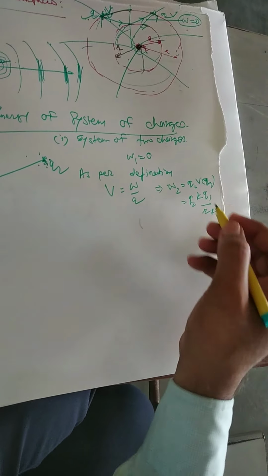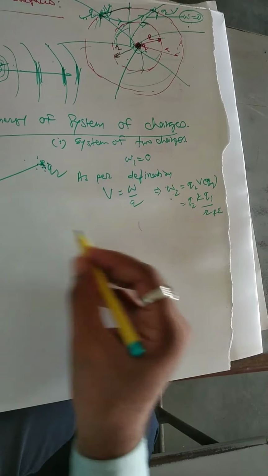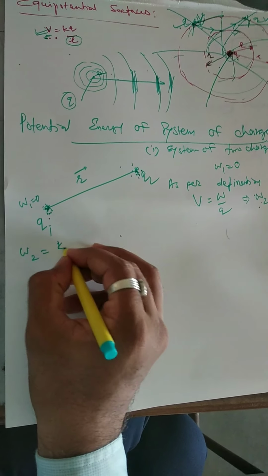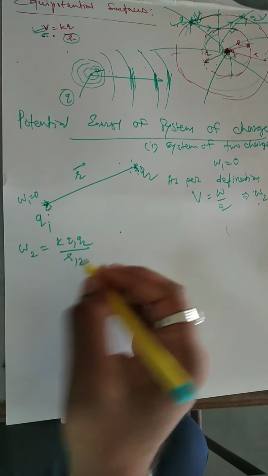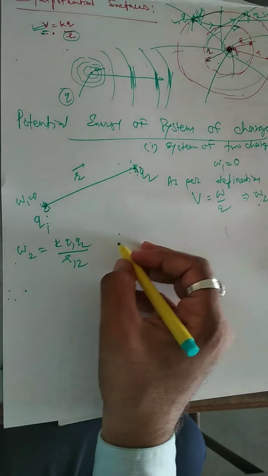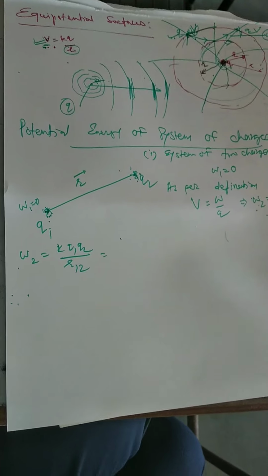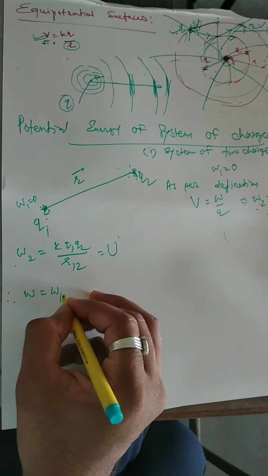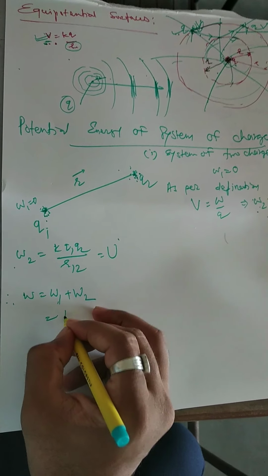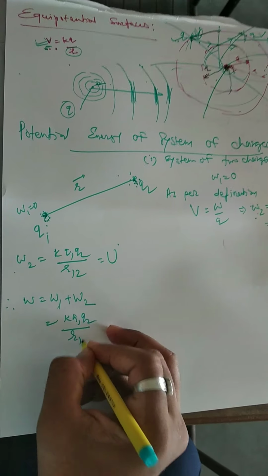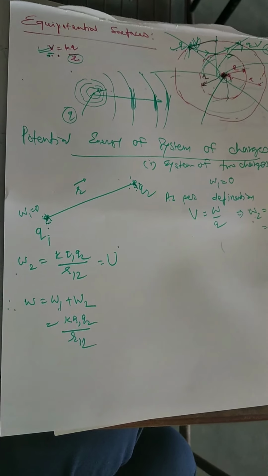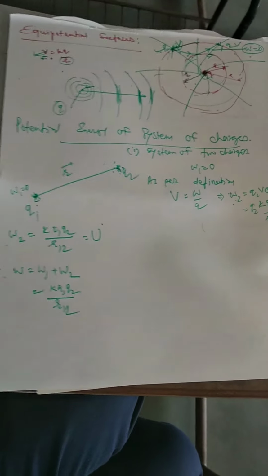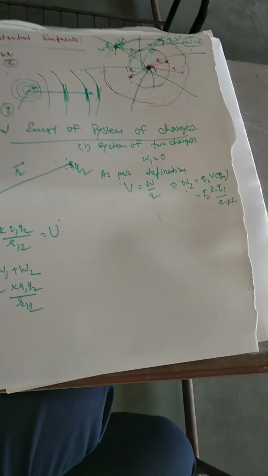So this is the work done on the charge q2 because of this charge q1. The equation will be W2 is equal to k q1 q2 upon r12. Whatever work is done is utilized in the storage of potential energy. So the total work done is W1 plus W2, but W1 is 0, so that is equal to k q1 q2 upon r12. Clear? So this will be the equation for potential energy for a system of 2 charges.